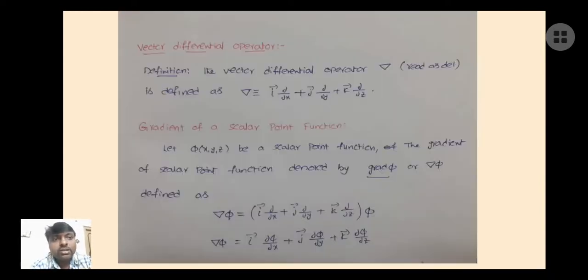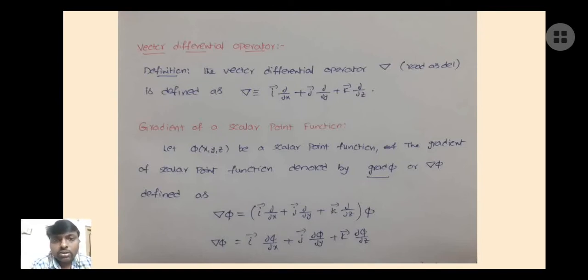Before defining the gradient, first of all I give the definition of a vector differential operator. The vector differential operator, read as del, is defined as del is equal to i bar ∂/∂x plus j bar ∂/∂y plus k bar ∂/∂z. This is called the vector differential operator. It is an operator. It will be applied on either a scalar point function or a vector point function.